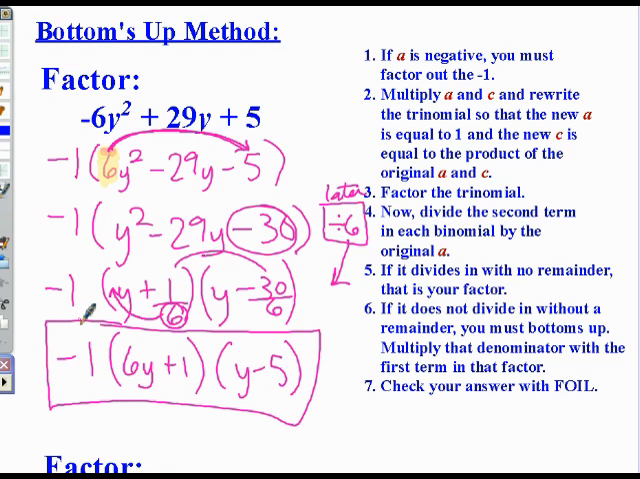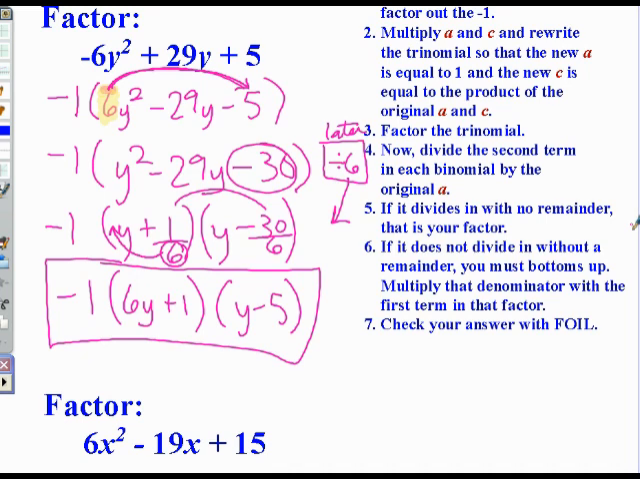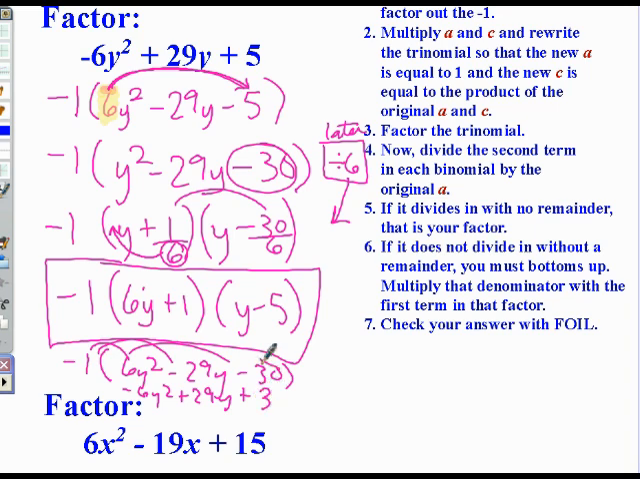Now if we multiply it out to check it, and I'll only do it here on the first one, you'll notice we'll get that original. This would be negative 1 times 6y times y is 6y squared. 1y minus 30 is negative 29y minus 30. And then flip all the signs when you distribute in the negative 1, and you get negative 6y squared, positive 29y, and positive, oh, sorry, that's 5. 1 times negative 5 is negative 5. So positive 5, and that's your original trinomial.